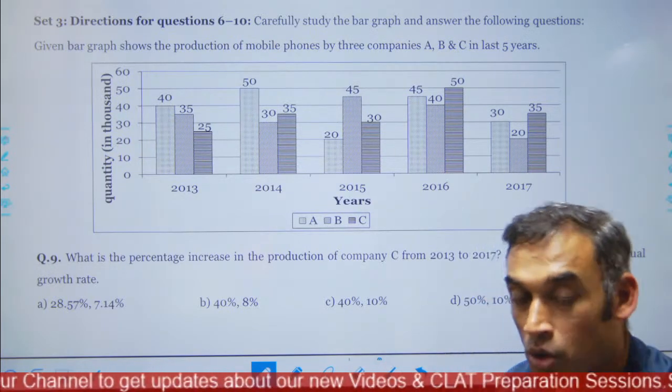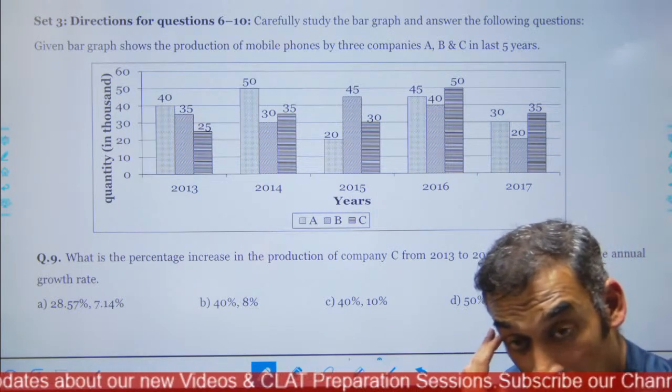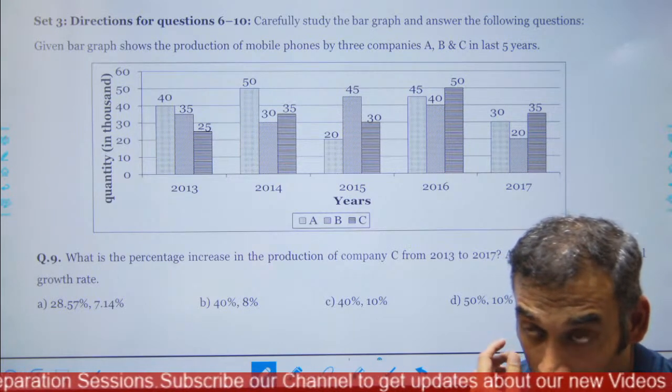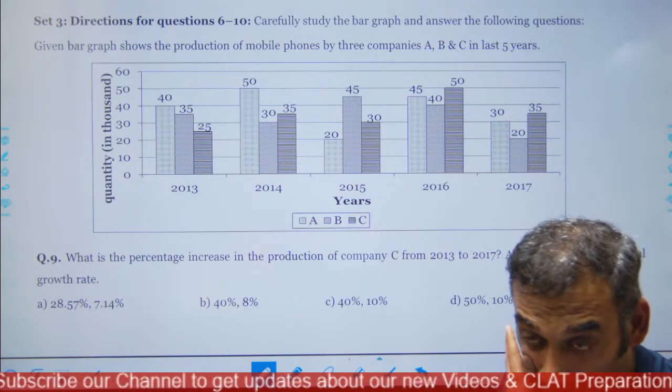Yes, but where the options are very close, there you really have to be very, very careful, because one right answer is +1, wrong answer is 0.25 negative.